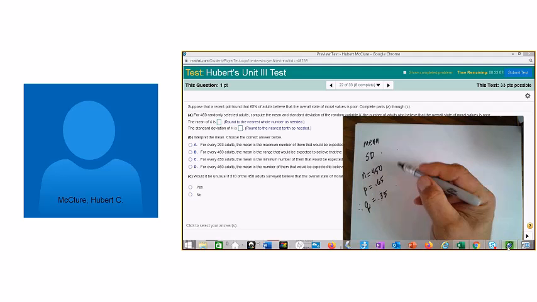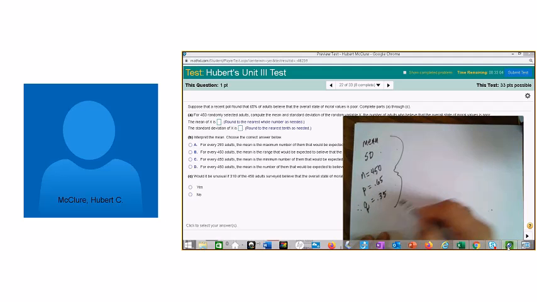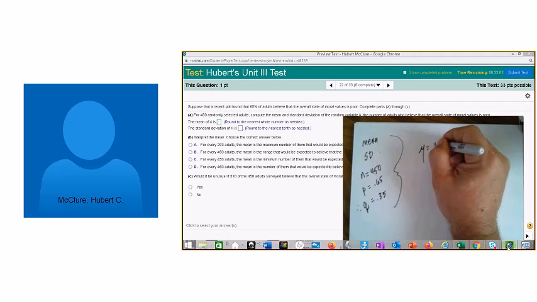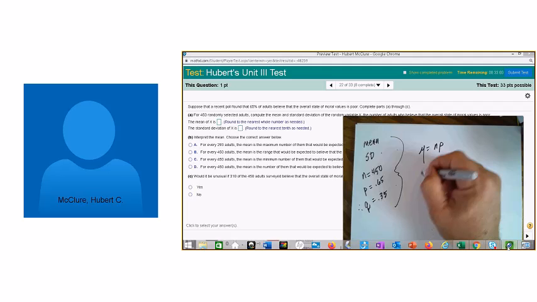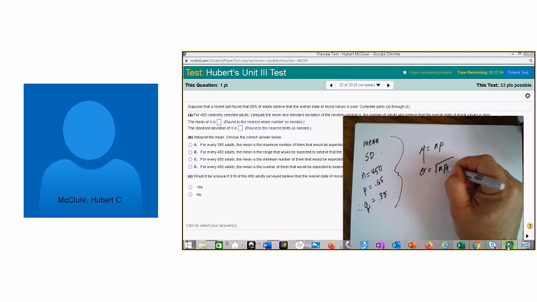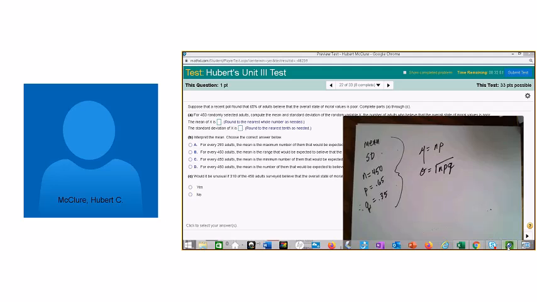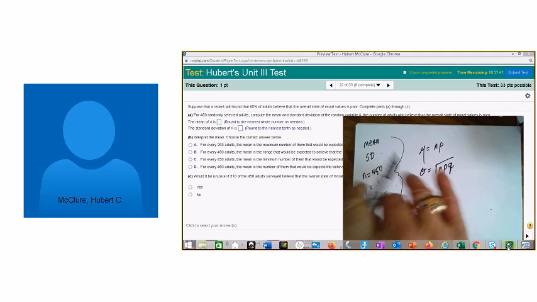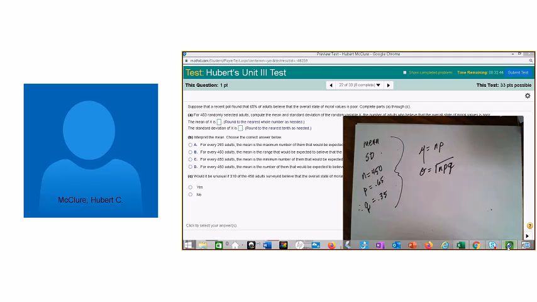So what's the only thing you can do here? The only thing you can do is the mean is equal to NP, and the standard deviation is equal to the square root of NPQ. That's the only thing you can do there. And this is the only problem on this test right now that I haven't covered. So mu is equal to 450 times 0.65. Somebody do that for me.